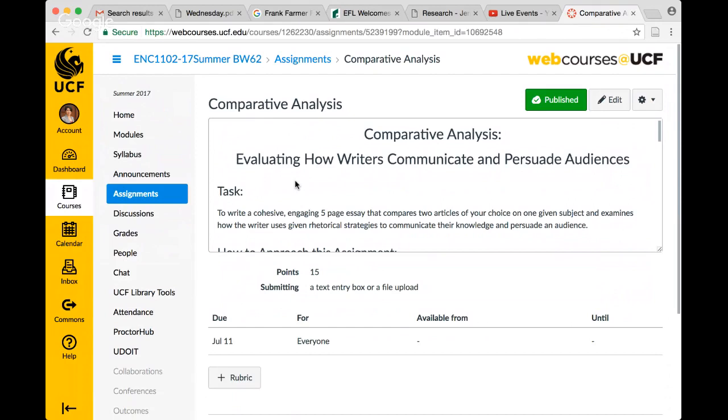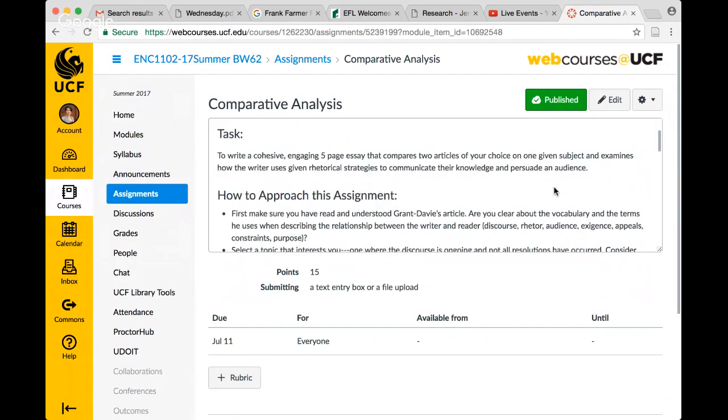So when we're thinking about a rhetorical analysis, in this case, it's more of a comparative rhetorical analysis. What I'm asking you to do, an analysis, is to pick apart the pieces of a thing, right? So I'm asking you to look at these two articles and pick them apart to show me how the writers communicate and persuade audiences. So considering that, I'm asking you to write a 5-page essay, which is pretty short considering that I'm asking you to analyze 2 articles, right?